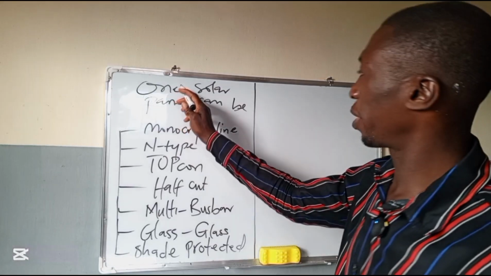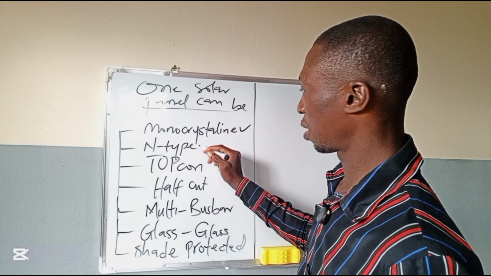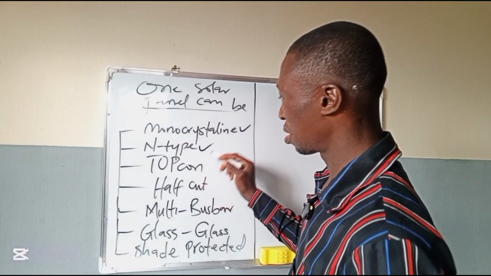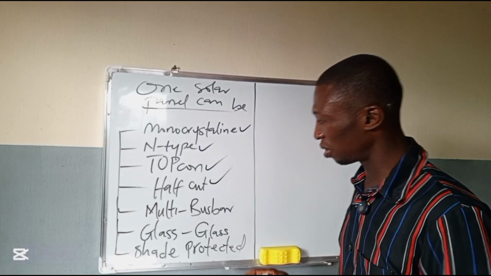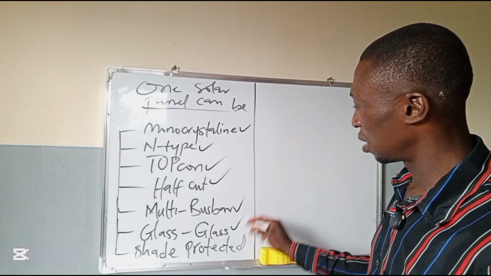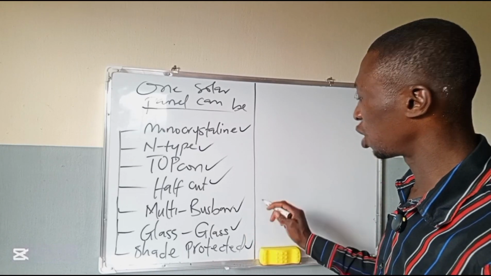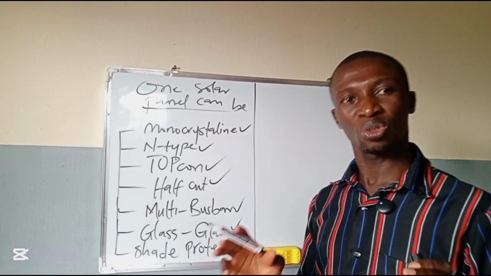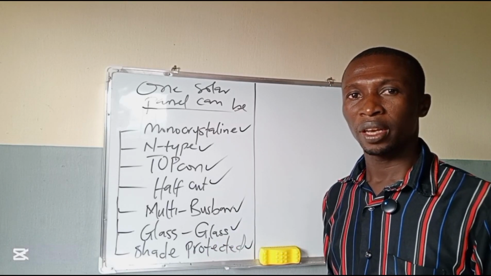Now, do you know that one solar panel can be monocrystalline, an N-type panel, TOPCon technology, half-cut in terms of its physical nature, multi-busbar, glass in the front, glass at the back, and shade protected? Just one solar panel. Now here is the type.